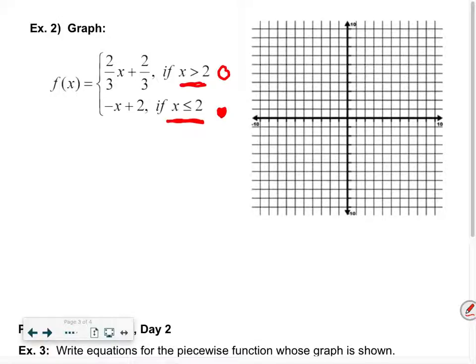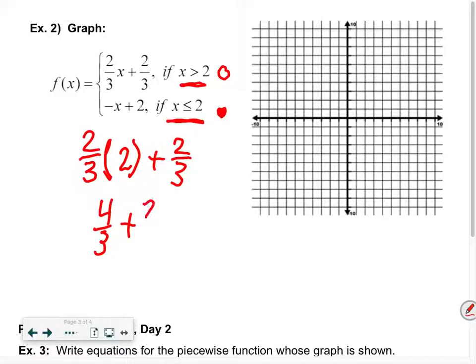So let's do the top one first. I need to plug 2 in to figure out where that open circle goes. So I have 2 thirds times 2 plus 2 thirds. 2 times 2 thirds is 4 thirds. 4 thirds plus 2 thirds is 6 thirds, aka 2. So my point is 2, 2. And at that point, I need to be open because that's what that top rule says. So we go to 2, 2, and we have an open dot.